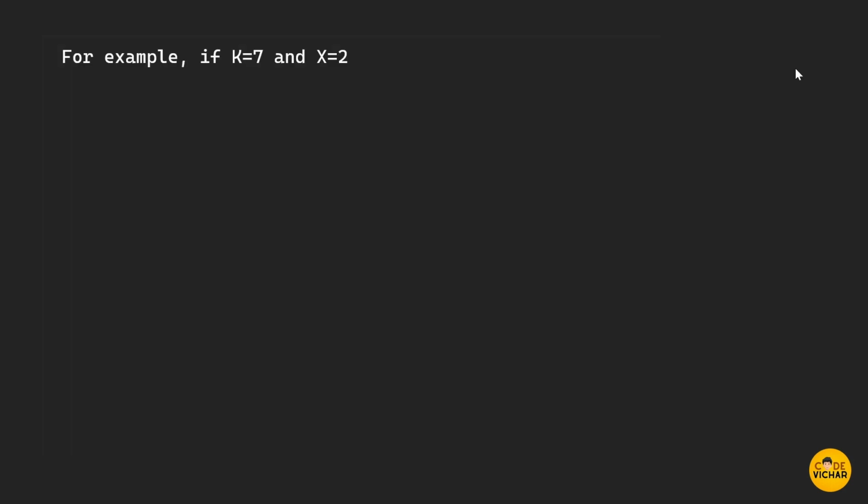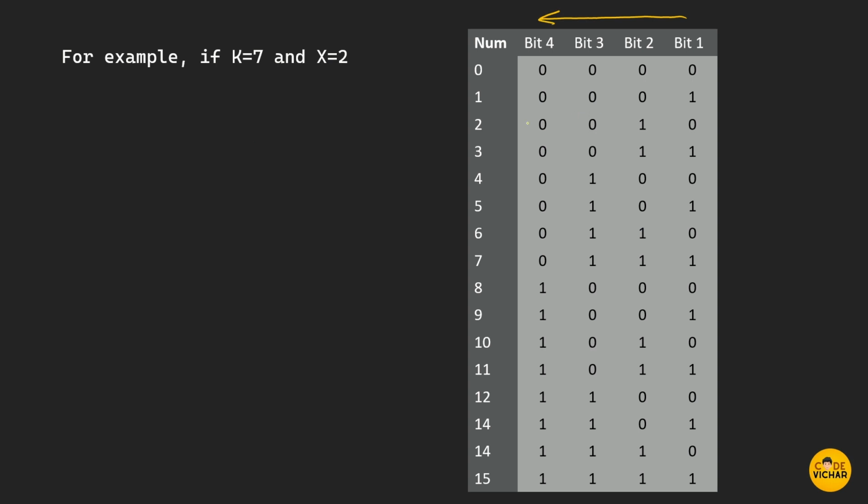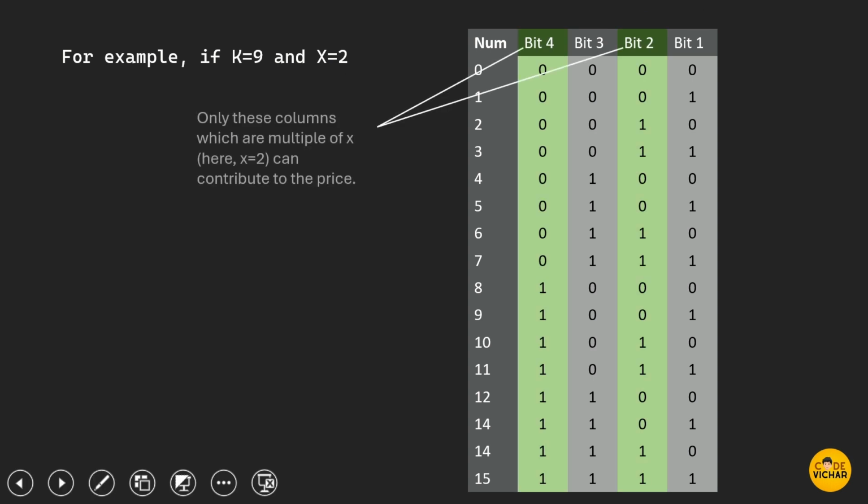Here we are given k equals 7 and x equals 2. Let us take a range of numbers from 0 to 15 and represent them in their binary representations. One thing to note is that the indexing is done from right to left. The price of a particular number is the number of set bits at positions I that are multiples of x. Here x is 2, so only bit 2 and bit 4 will matter to us. Bit 3 and bit 1 will not matter. Only these columns, which are multiples of x, can contribute to the price. Other columns will not contribute.